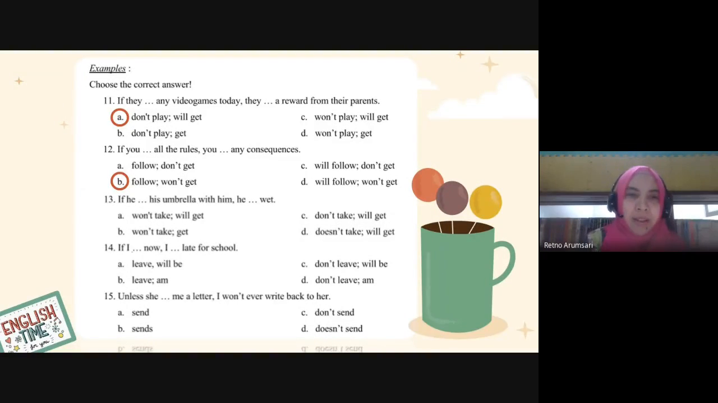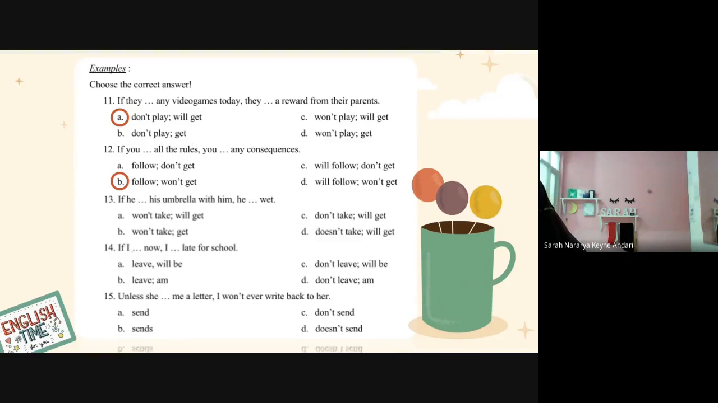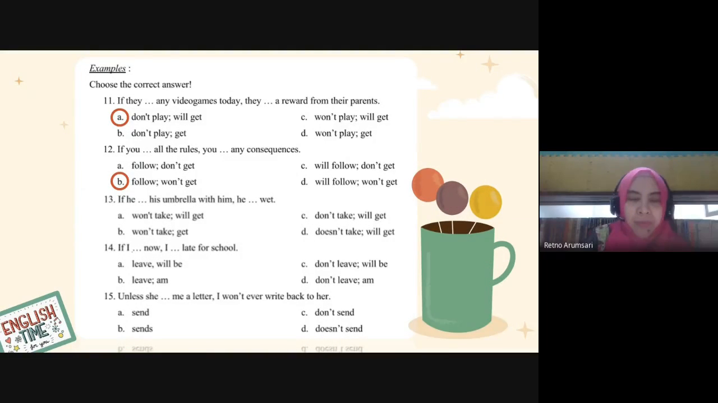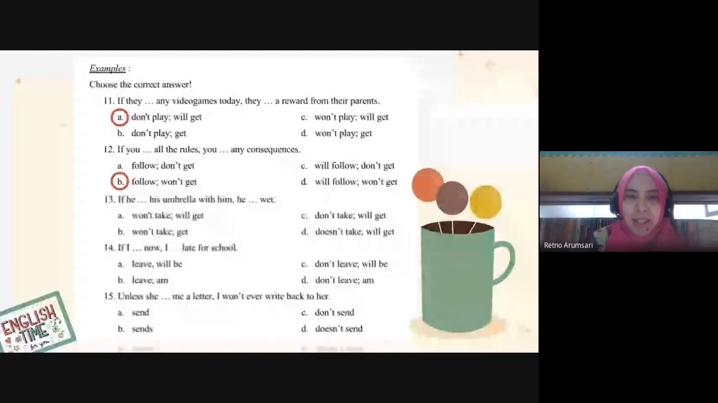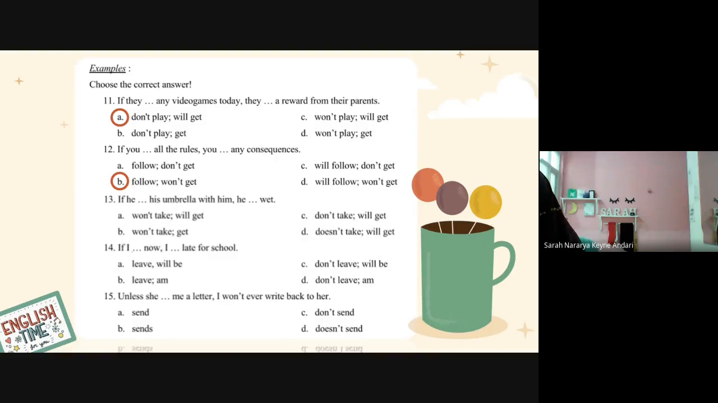Number 13. Sarah. If he don't take his umbrella with him, he will get wet. Almost, Sarah. The subject is he, so it's doesn't. If he doesn't take his umbrella with him, he will get wet.